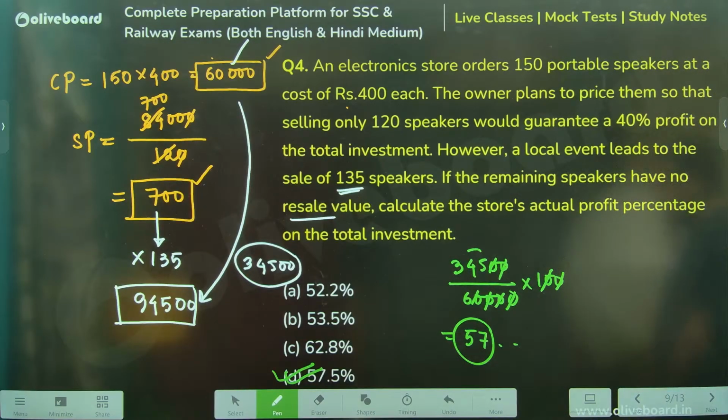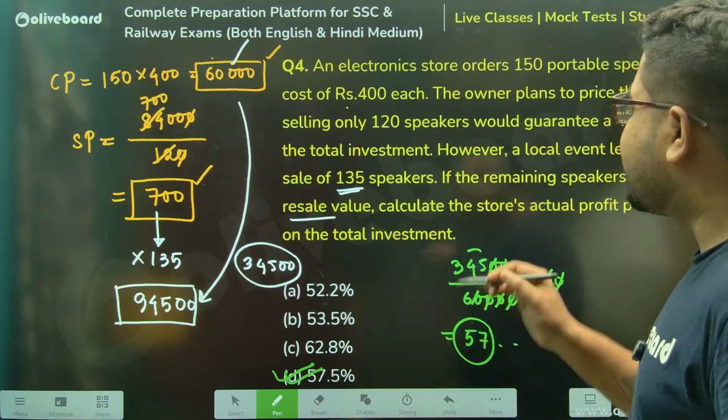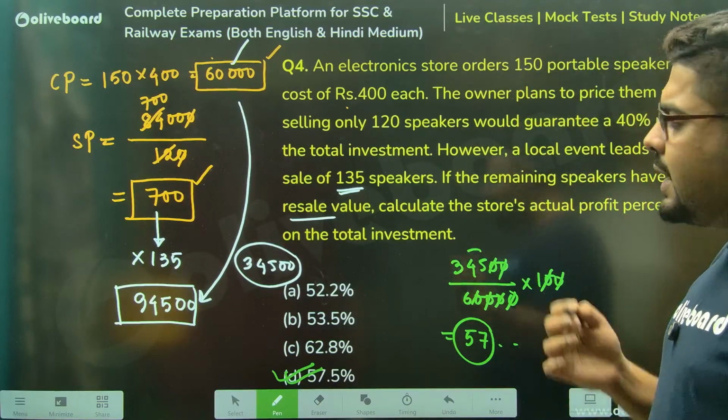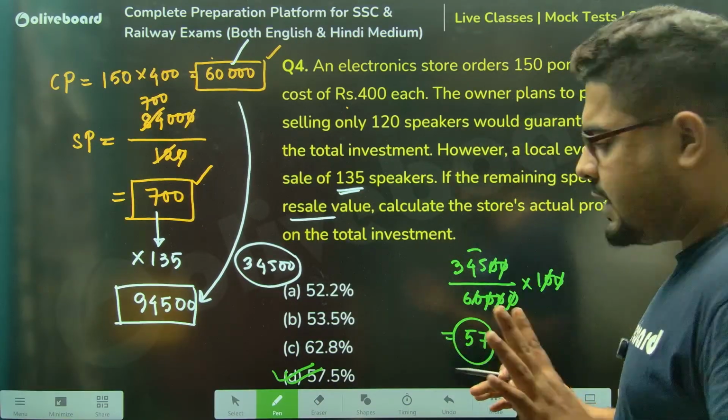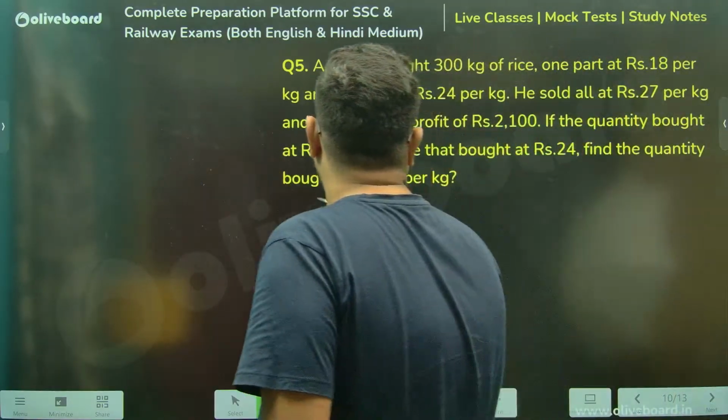Again, you see, I'm not doing any magical stuff here. It's very, very simple calculations. The question is based on stories. That's the reason the question is a little on the lengthier side. That's all. Next one, please.